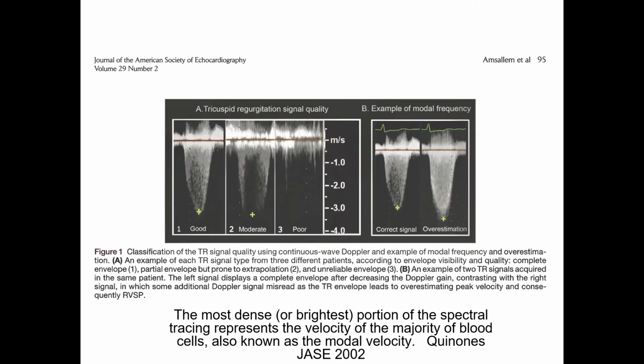The authors also warn us that it's very easy to overestimate the Doppler assessment of right ventricular systolic pressure if we turn the gain up too high. We have to pay close attention to minimize the gain so that we can get the velocity, or the so-called modal velocity, of the majority of the blood cells. Shown on panel B is an estimate of the actual velocity with proper gain, and at the same time overgaining and leading to overestimation of the right ventricular systolic pressure.